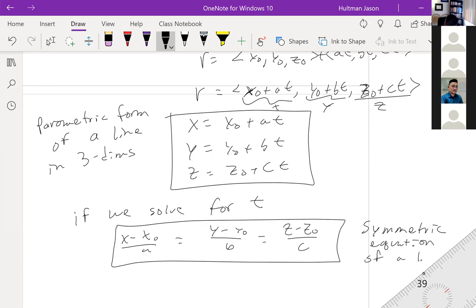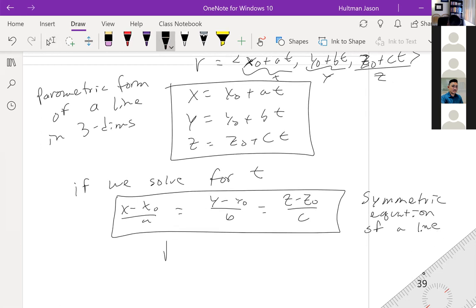Of a line. Okay, and again, this is given a point and a vector. The point was at X naught, Y naught, Z naught, and the vector was at A, B, C. Okay, and that vector is originating from the origin.